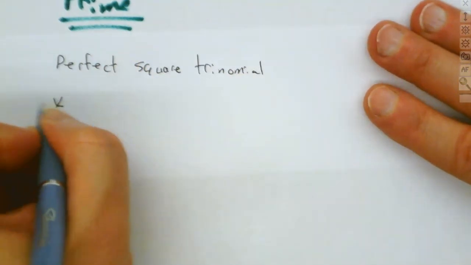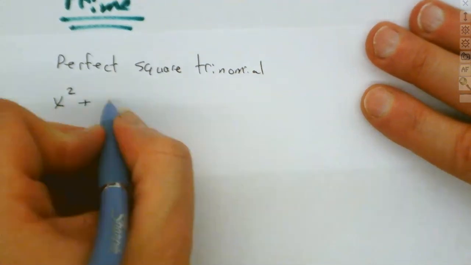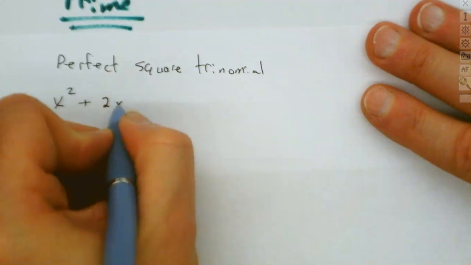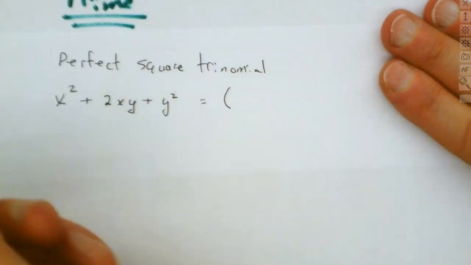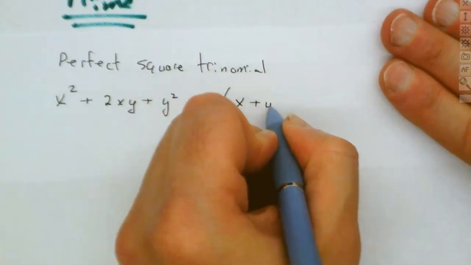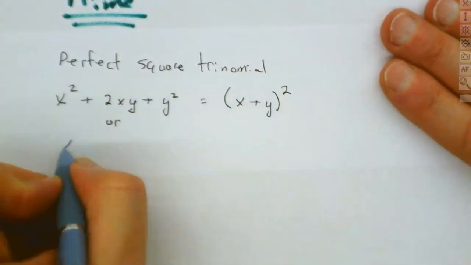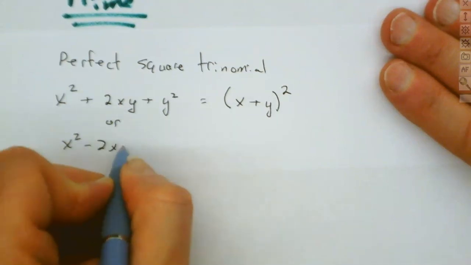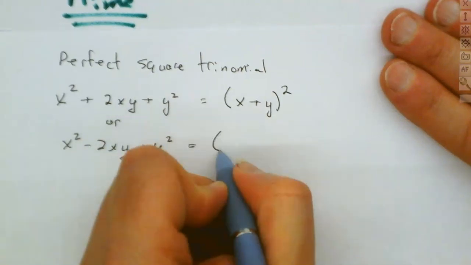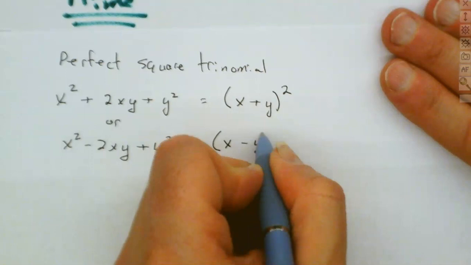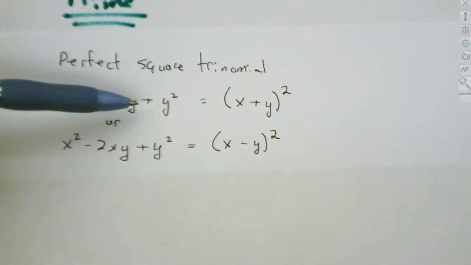Perfect square trinomials look like this. x squared, if it's a plus, it'll be positive, plus 2xy plus y squared. That factors into x plus y quantity squared. Or x squared minus 2xy plus y squared factors into x minus y quantity squared. Now the middle, we'll talk about that in a moment.